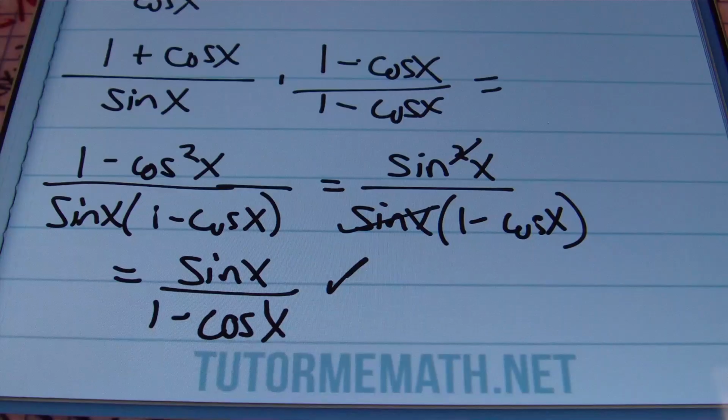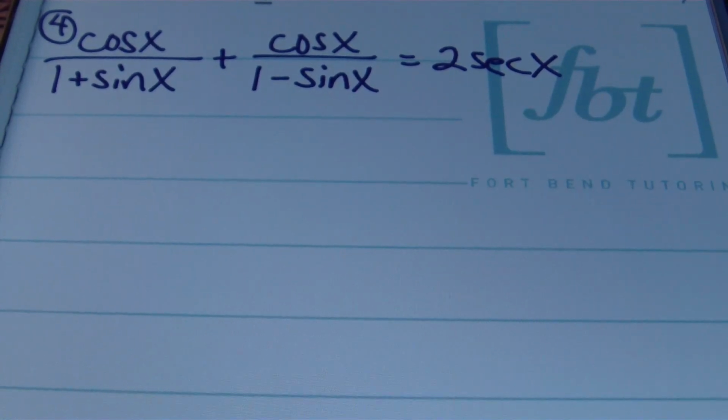That's problem number 3. All right, on problem number 4, we have cosine x divided by 1 plus sine x plus cosine x divided by 1 minus sine x equals 2 secant x. The way I'll attack this problem, ladies and gentlemen, is I'm going to start out by recognizing that I have 2 fractions on the left side of the equal sign, and I want to make that into the right side. On the right side, I only have 1 term. So what does that mean? That means I need to add these 2 fractions together.